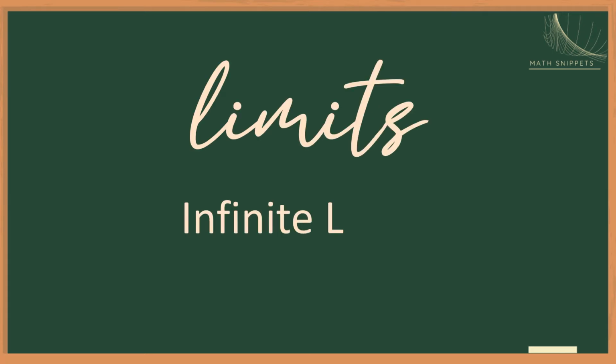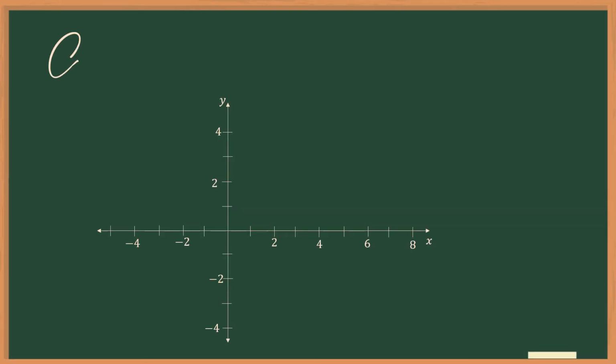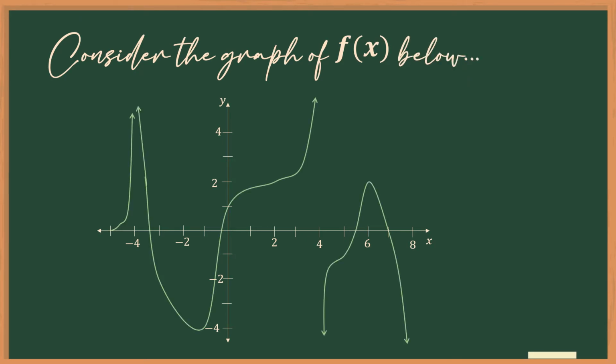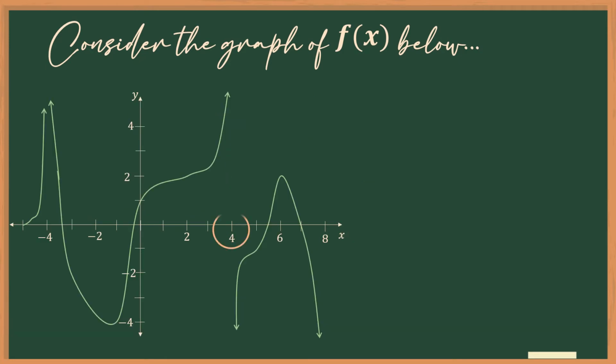This time we will evaluate infinite limits, or functions with infinite limits at a certain number. So consider the graph of f of x. Okay, so this is the graph of f of x. Let's observe the behavior of the graph, or the function values, as x approaches 4. If we observe closely, it looks like we have a vertical asymptote at x equals 4.